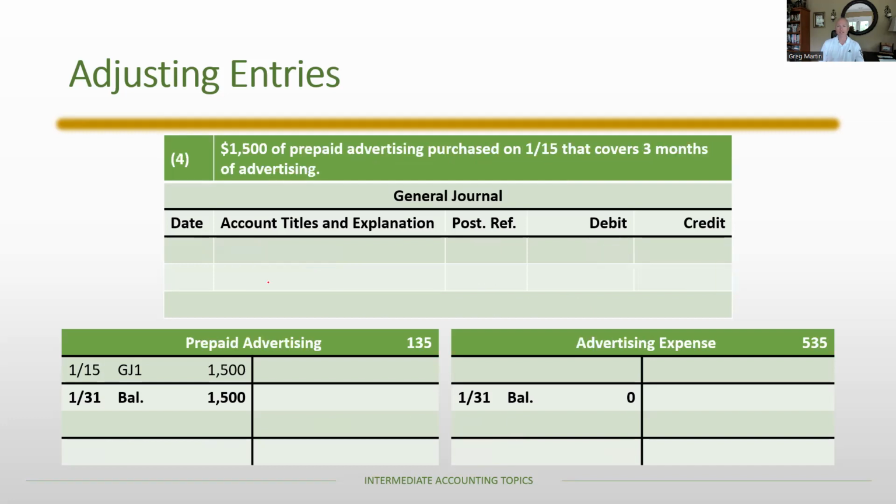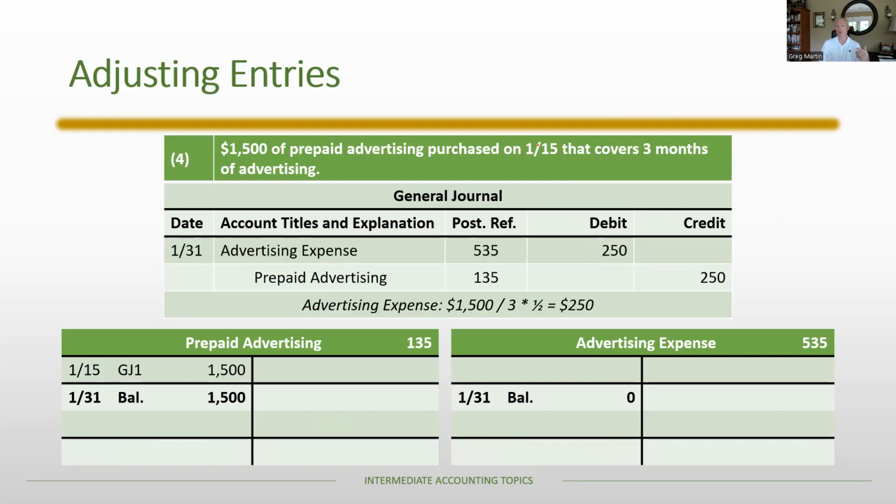All right, so prepaid advertising, again, this is 3 months. If you're going to try this one on your own, the only thing I want you to take note of is the purchase date originally was January 15th. And now, of course, we're doing the adjusting entry at the end of January. So it's a little bit different, but not too bad. Again, the resource that we're consuming is prepaid advertising. And so the way we record that is by recording advertising expense. In this case, the full amount of $1,500 is for 3 months, but in the month of January, it's only half a month, which is why it's $250 instead of $500. And so February would be $500, March would be $500, and then April would be another $250.